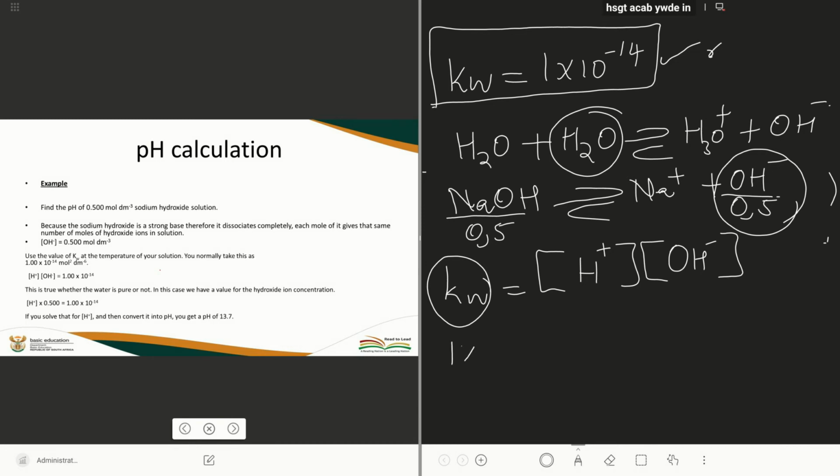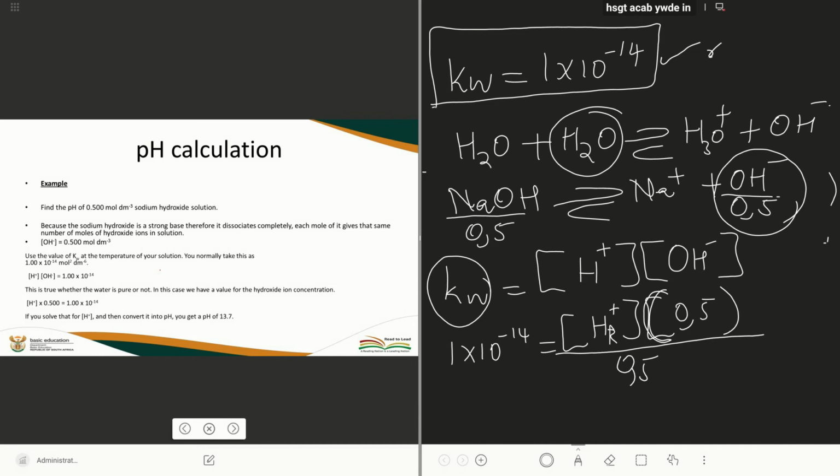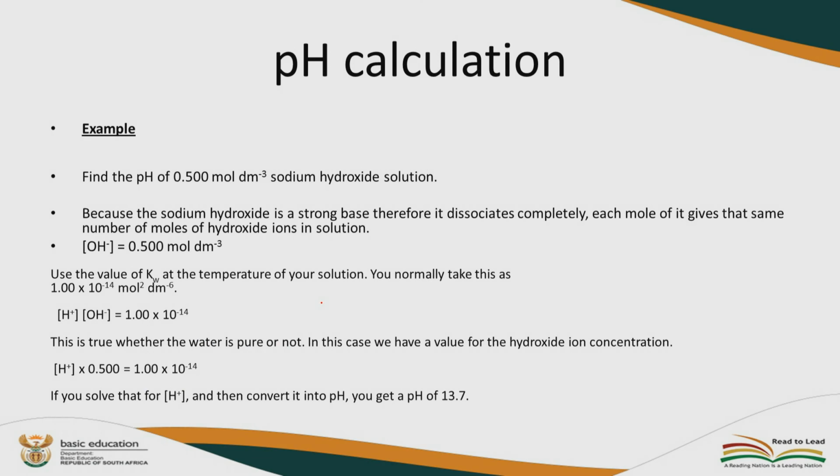Therefore, you can substitute 1 times 10 to the exponent minus 14, which is equal to the concentration of H plus or H3O plus. Let me just use H plus because I've started with H plus. Then the concentration of this one, which we already know, which is 0.5. Then from here, you can divide both sides by 0.5 and get the concentration of H plus ion. I'm not sure about the exact value.